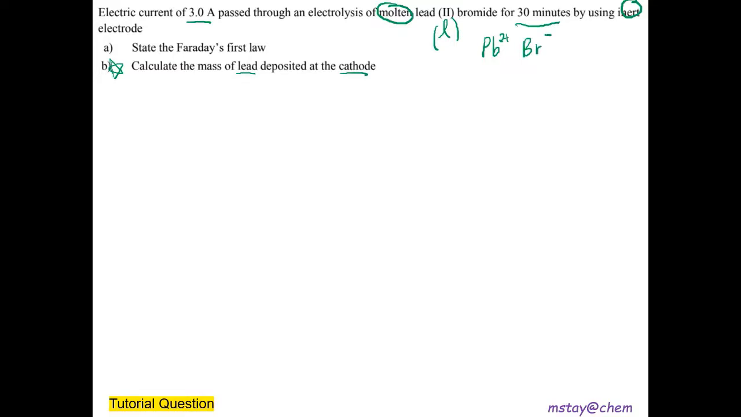They already mentioned here is the cathode. So we can write the half equation: Pb2+ (liquid) gains 2 electrons and produces Pb (solid). Here you will have 1 mark. Next, we have the ampere and we have the time, which can help us to determine the Q.